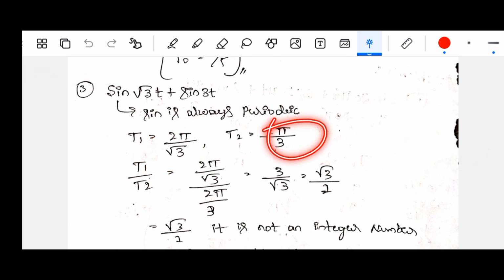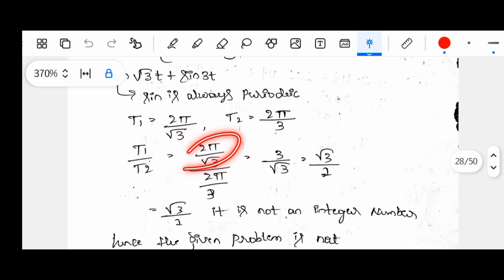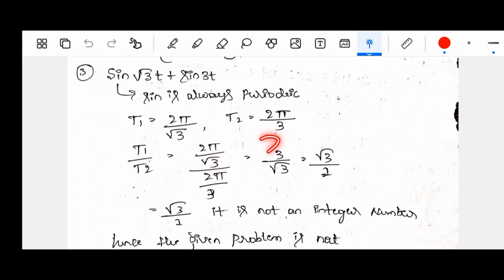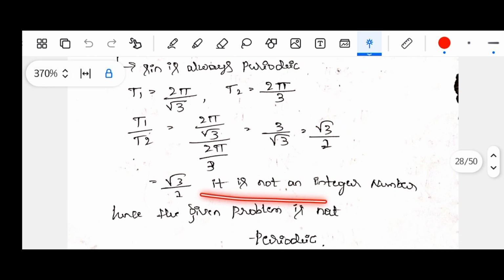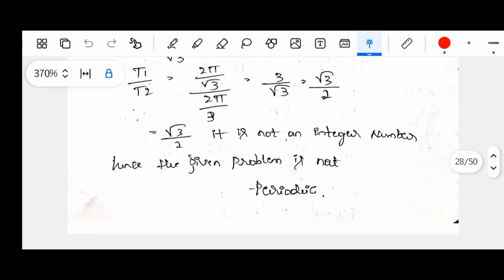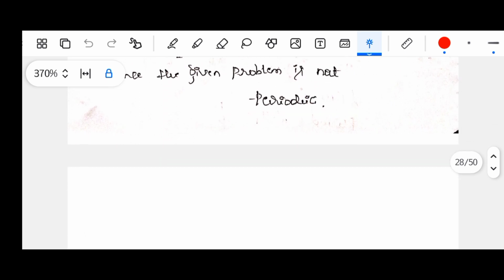T2 will be 2 pi by 3. T1 by T2 will be 2 pi by root 3 divided by 2 pi by 3. What will you get after solving? 3 divided by root 3. So it gets cancelled, meaning root 3 remains. Therefore, root 3 is not an integer number. Hence, the given signal is not periodic.